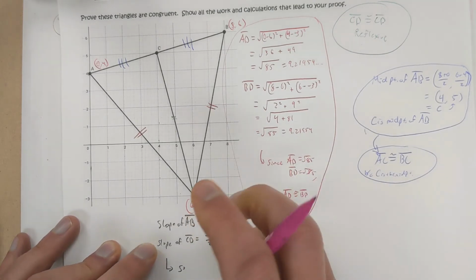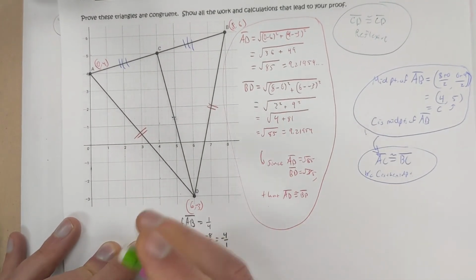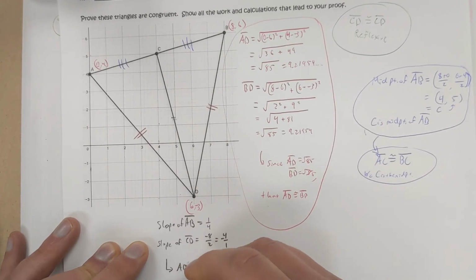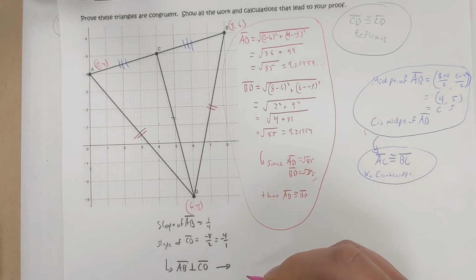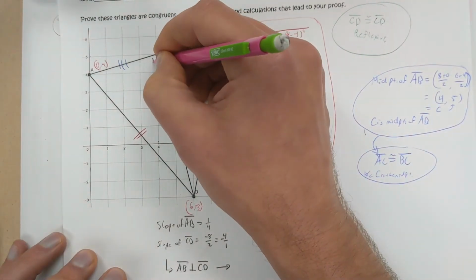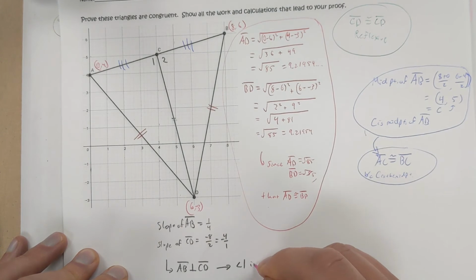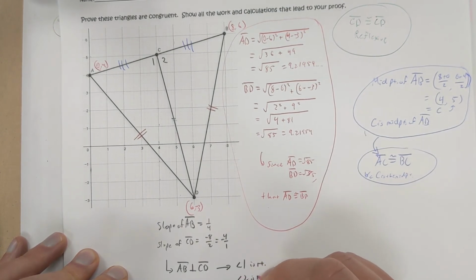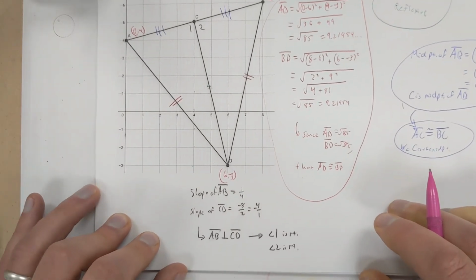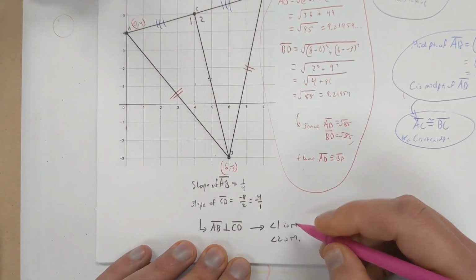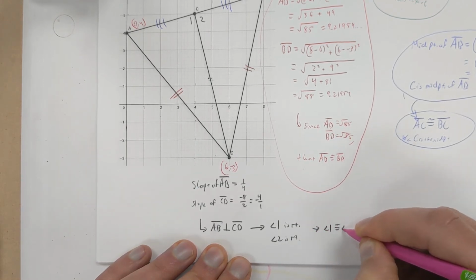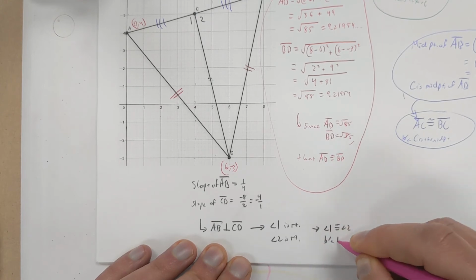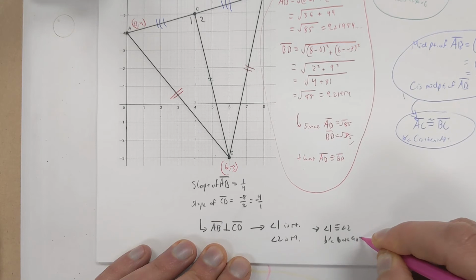That means AB is perpendicular to CD. That's fantastic. Well, if AB is perpendicular to CD, we know perpendicular lines make right angles. I'm going to call this angle 1, this angle 2. So angle 1 is right, angle 2 is right. If they're both right angles, they're both equal to 90, so that means angle 1 is congruent to angle 2 because they're both 90. All right angles are congruent.